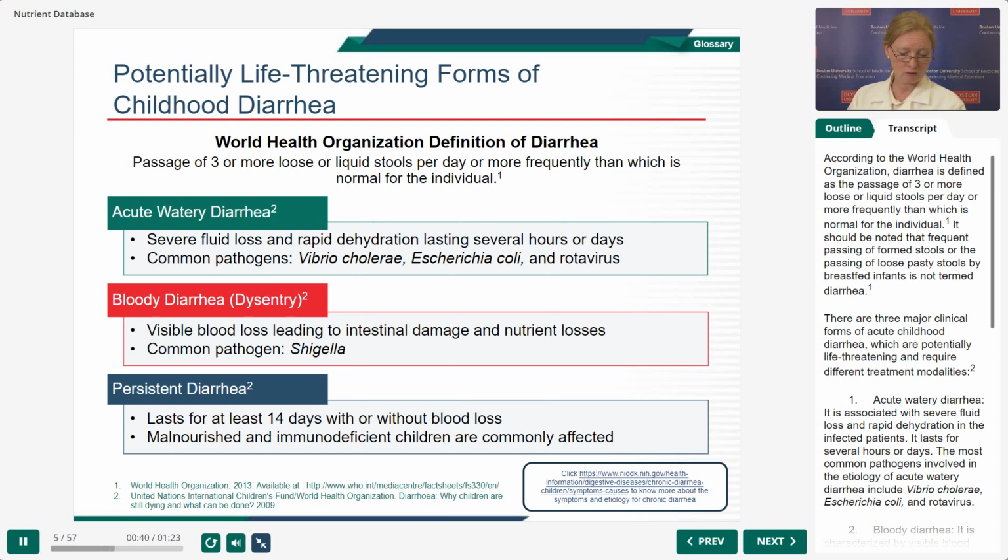One of the most notorious is rotavirus. Bloody diarrhea is basically associated with rectal bleeding, and Shigella is one of its examples. Persistent diarrhea is defined as diarrhea for more than 14 days, and it can be accompanied or not with blood. And very often, children who are in this group will have problems with immunity and nutrition.